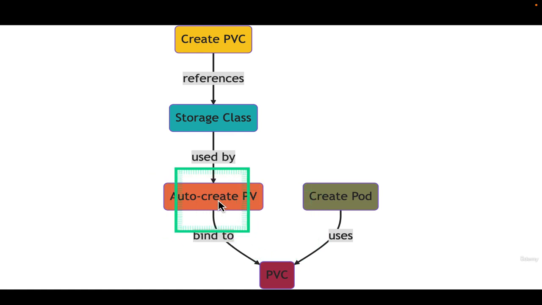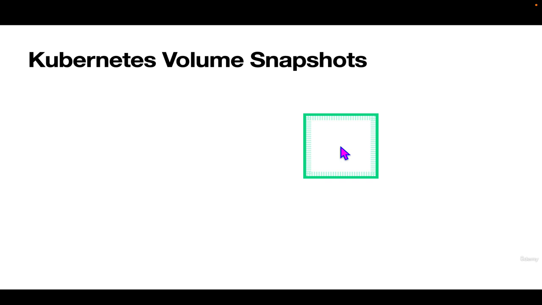So here, between PV and PVC, you have the storage class, and this storage class gets referenced by the PVC. So basically you create a persistent volume claim, and that will have a reference to a storage class, and the volume gets automatically created depending on the availability and the cluster specification.